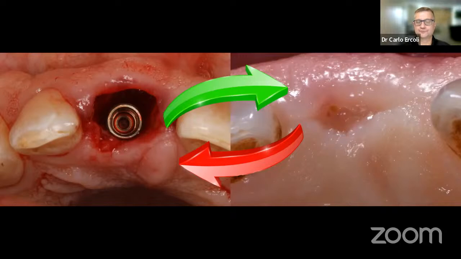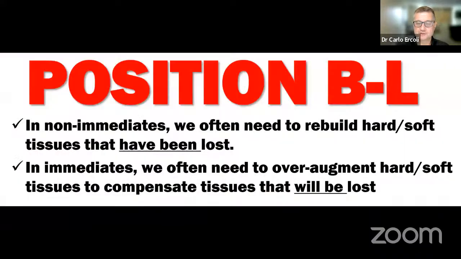But it is also true if you have a healed edentulous crest. You do not want to place that implant too close to the buccal bone or proclined in such a way that you will then have a wrong emergence profile. So realistically, what I tell my students is it really doesn't matter if you're dealing with an implant that is immediate or non-immediate. Because in non-immediate implant, in a healed edentulous crest, you likely need to rebuild some of the hard and soft tissue that has been lost as a result of ridge resorption after the extraction. In immediate implants, you might need to over-augment a little bit, perhaps the hard and the soft tissue, to compensate for some of the shrinkage, for some of the ridge resorption that will occur later.